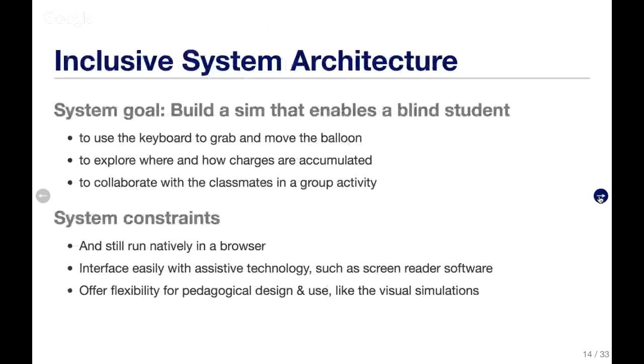So inclusive system architecture. The system goal would be to build a sim that enables a blind student to use the keyboard to grab and move the balloon, or any other input device of their choice, to explore where and how charges are accumulated so they can learn about the concepts of static electricity, and to collaborate with their classmates using the same sim, like in a group activity or in a classroom activity.